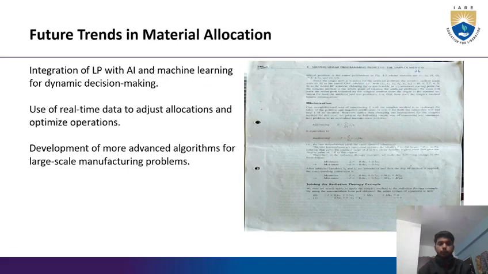Future trends in material allocation. Integration of linear programming with AI and machine learning for dynamic decision making. Use of real-time data to adjust allocations and optimize operations. Development of more advanced algorithms for large-scale manufacturing problems.